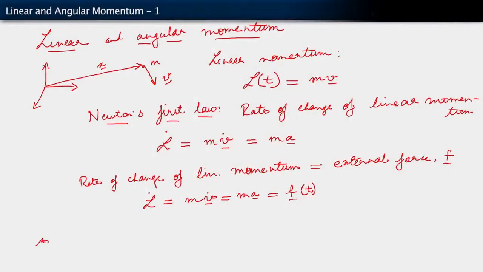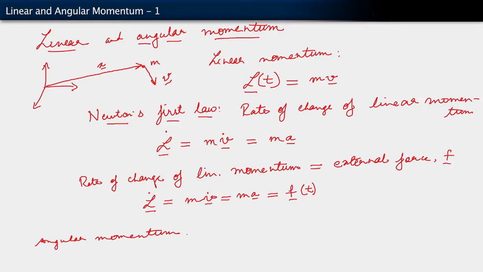What we will do is go ahead now and also extend this to angular momentum. For angular momentum, we're going to use a different symbol, obviously, and I just realized that I need to make it clear that this quantity is a vector. L is a vector, the linear momentum.